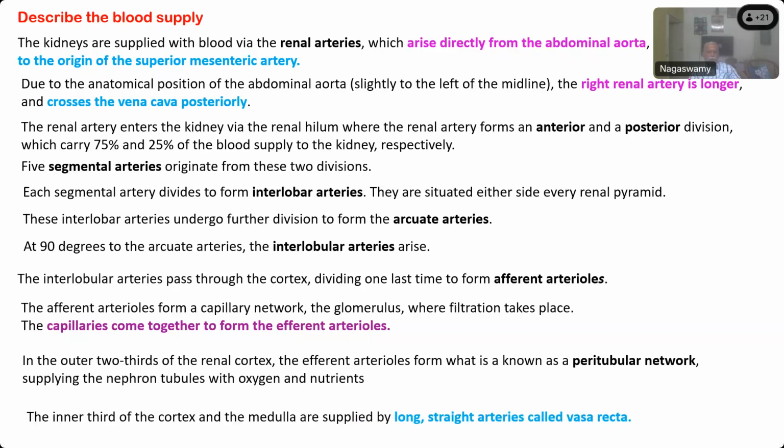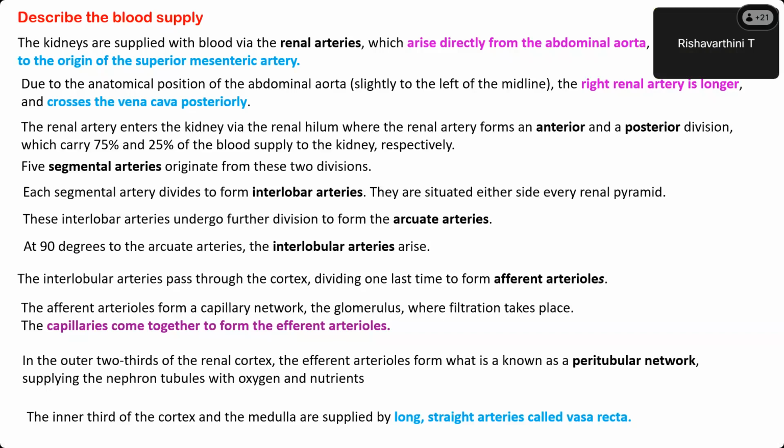The inner third of the cortex and medulla are supplied by long straight arteries called the vasa recta. What is the importance of this vasa recta? What is their function? Initially, the capillaries around the tubules are mainly for supplying oxygen and nutrients to the tubules. After that, they continue as vasa recta. What is the role of this vasa recta? Concentration of urine. Countercurrent mechanism. Yeah.